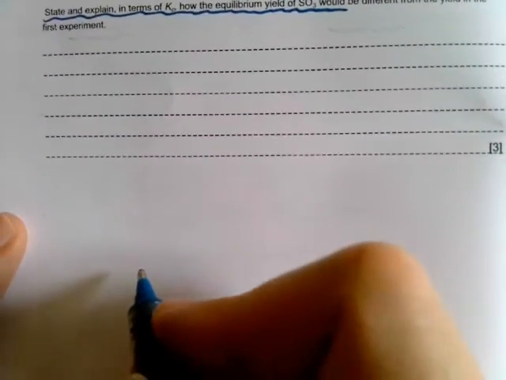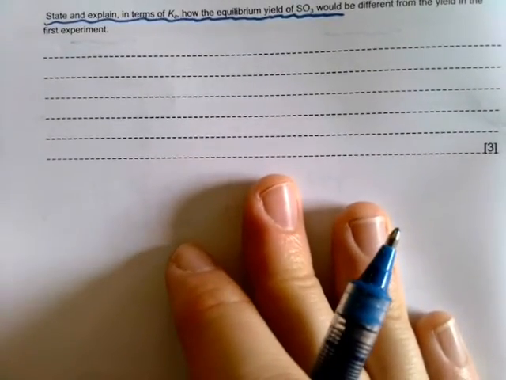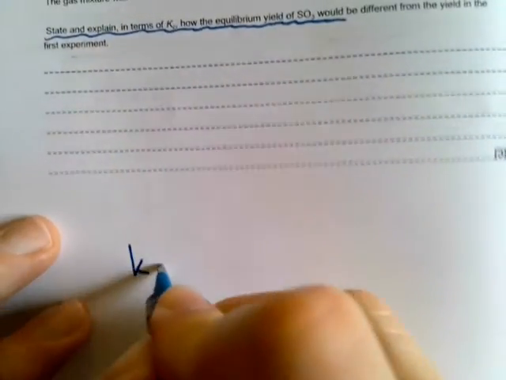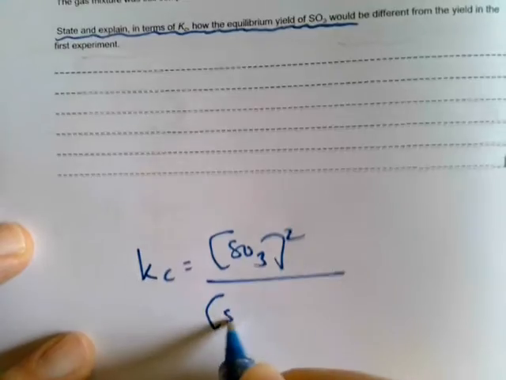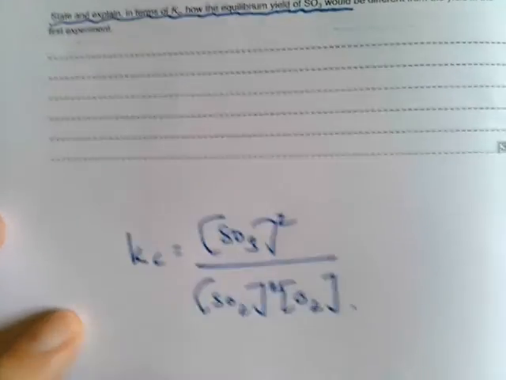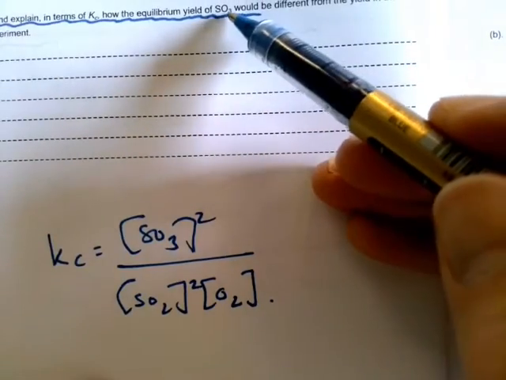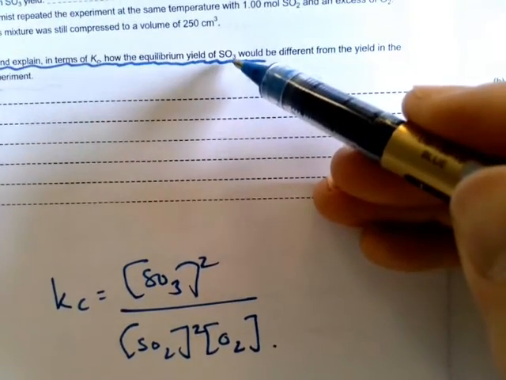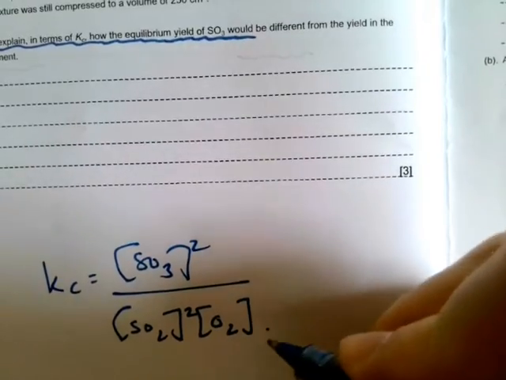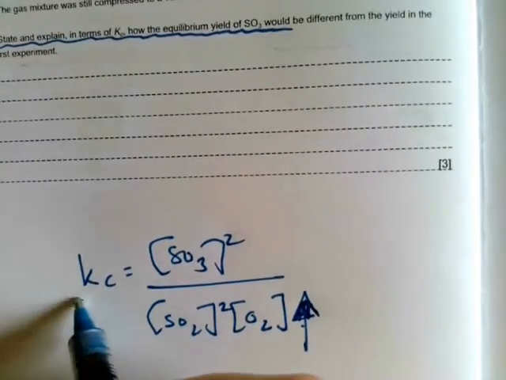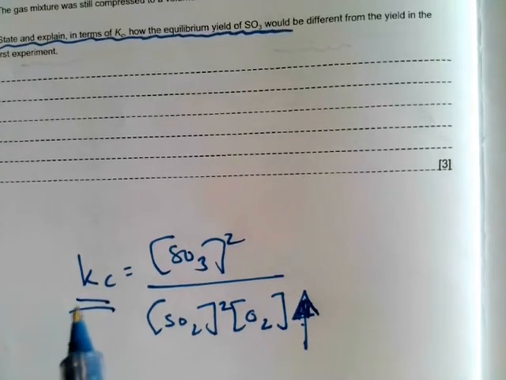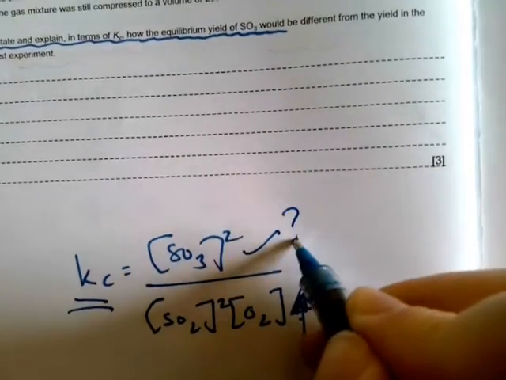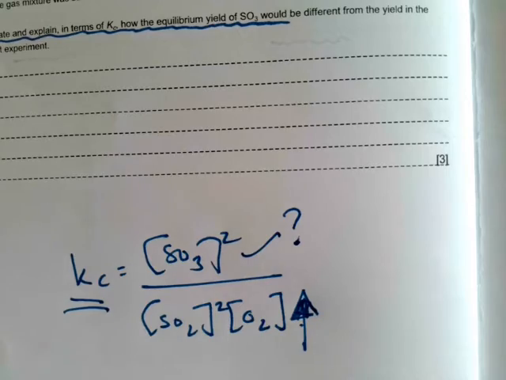Now we did this in one of the lessons where we talked about Kc being [SO3]^2 divided by [SO2]^2[O2]. Now, what you need to do is use Kc to explain how the yield of SO3 changes. Now what they've done is they've increased the amount of O2. But Kc has to stay the same. So if the value in the denominator increases, but Kc stays the same, what must happen to the value of SO3? So what they're looking for when they talk about explaining in terms of Kc is quite a mathematical explanation of what's happening.